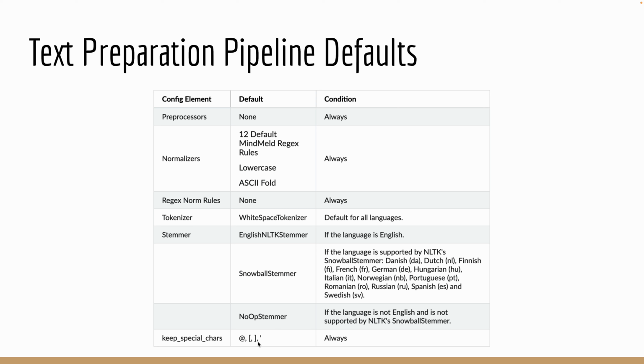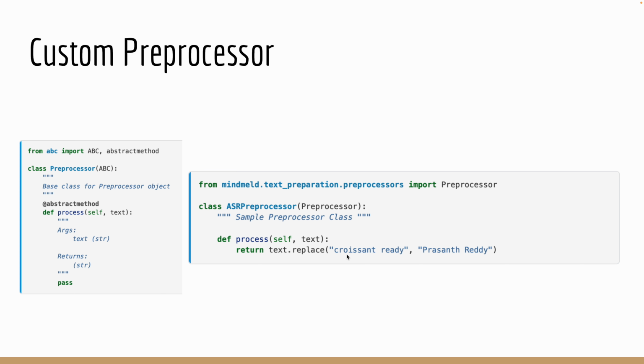So now let's talk about each of these components and take a closer look at their base classes and how you would go ahead and implement a custom version of these components in the text preparation processor. So the first one is a preprocessor. We use the preprocessor when you have instances where the text needs to be cleaned up right from the get-go. And this is pretty common with ASR, or automatic speech recognition. What happens with ASR is that sometimes phrases that sound one way might sound similar as another set of words.